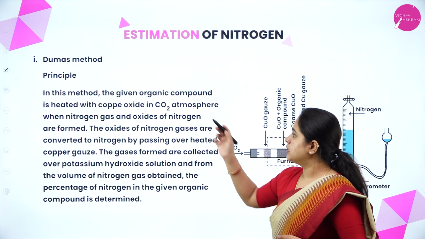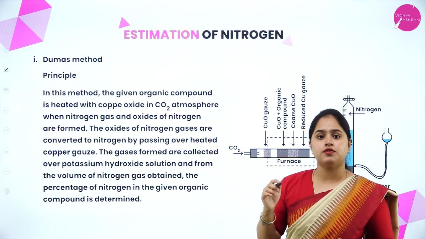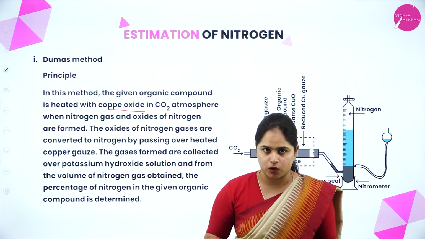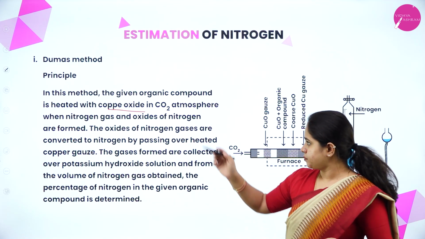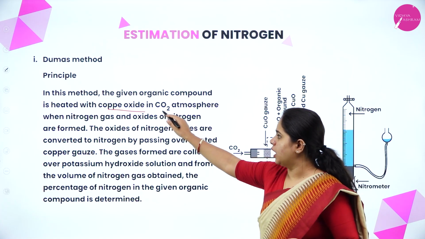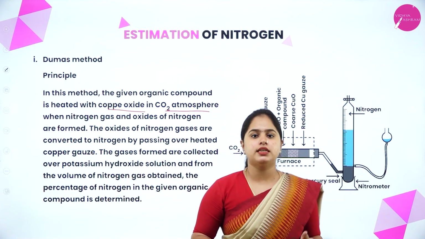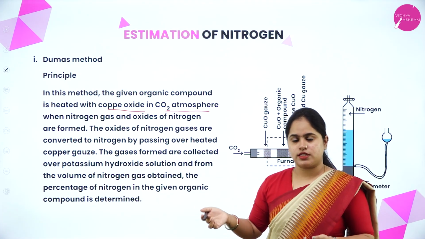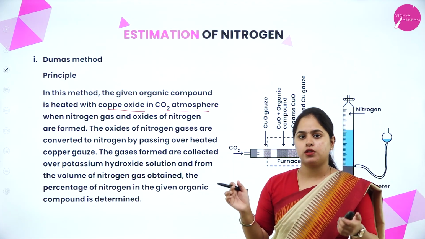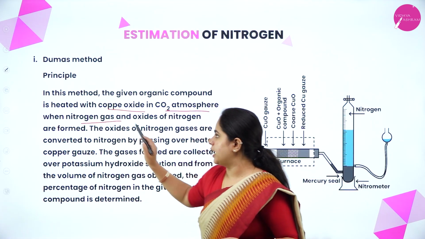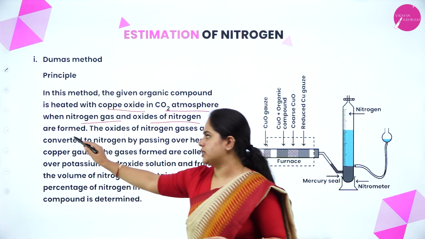In this method, the given organic compound is heated with copper oxide, in the presence of a carbon dioxide atmosphere. So our organic compound is heated in the presence of copper oxide in a carbon dioxide atmosphere. What will happen? Nitrogen gas and oxides of nitrogen are formed.